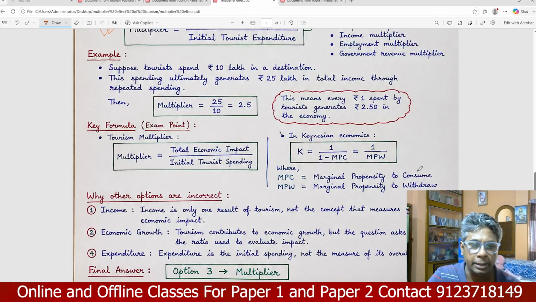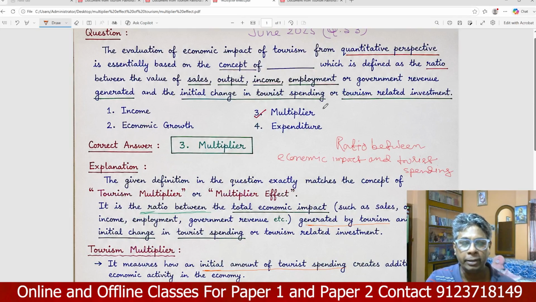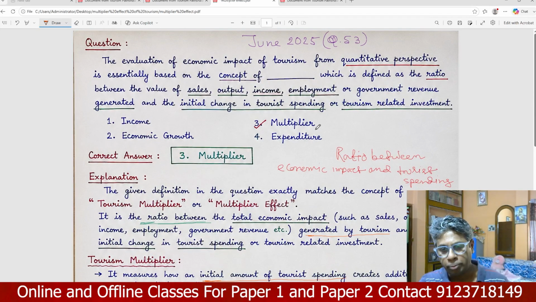Why are the other options incorrect? Income is only a result of tourism, not a concept that measures the overall economic impact. Economic growth means tourists contribute to economic growth, but the question asks for the ratio used in evaluating impact. Expenditure is the initial spending, not a measure of the overall impact. So the multiplier effect, or multiplier, is the correct option.